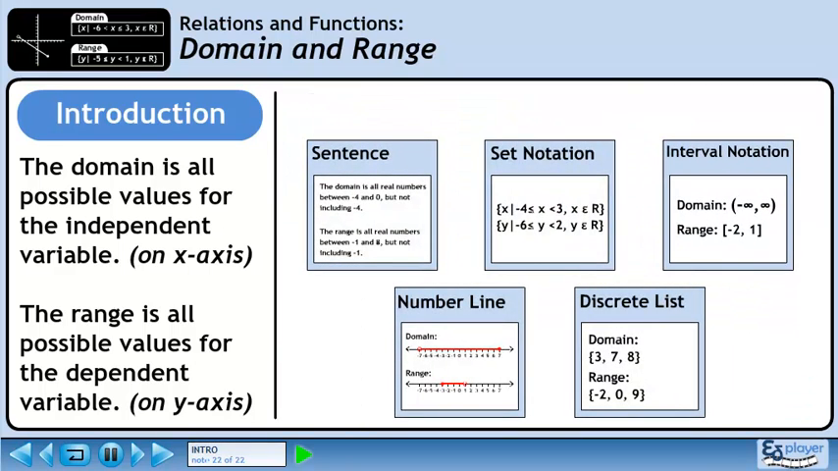As we work through this lesson, we will focus almost exclusively on set notation. This is the most common way of expressing domain and range, and it's critical you have a solid understanding of it.